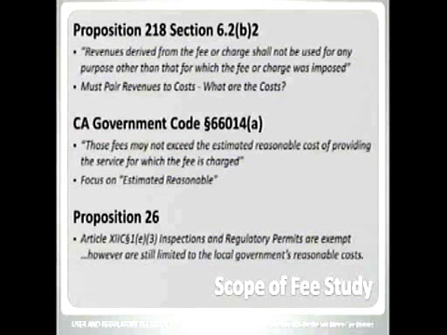So Proposition 218, even though user fees like this are exempt from that adoption process, there's a lot of principles in there that talk about equitability between receivers of services. So fundamentally, we need to be able to pair revenues received with the costs.